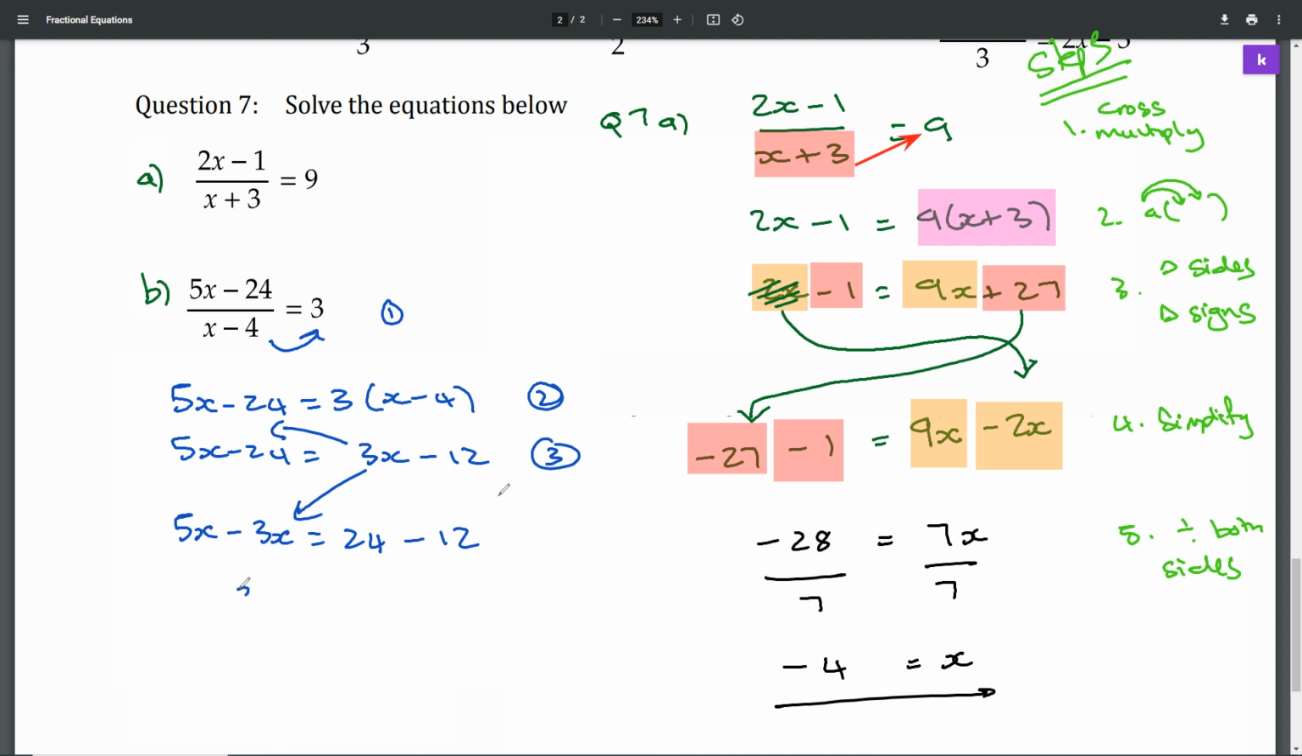Now that I have that, I've got 2x. And I'm now simplifying. And 24 minus 12 is 12. Divide both sides by 2. And so x equals 6 for this.